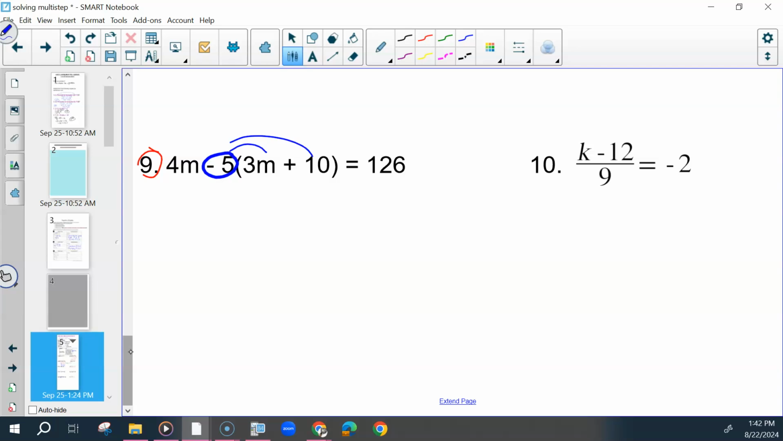So I'm going to bring down everything else. Multiply just the numbers together. If you need to use your calculator, use it. I'm just doing some mental math, so negative 5 times 3, negative 15. Negative 5 times 10 would be negative 50. Drop your parentheses. You have 2 terms that have the same letter. Combine them. Do exactly what it says. 4 minus 15. Do that. Tell me what that is. Negative 11, but yes.